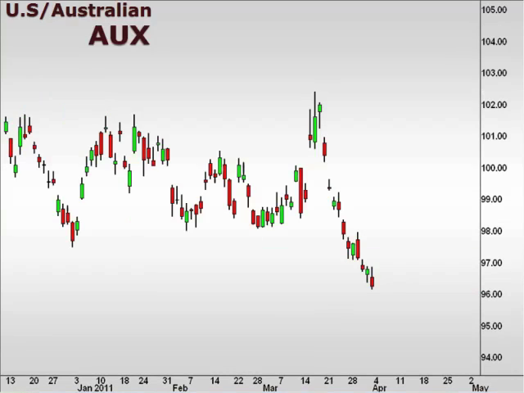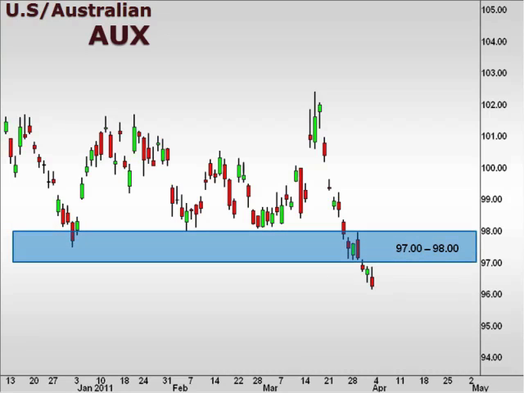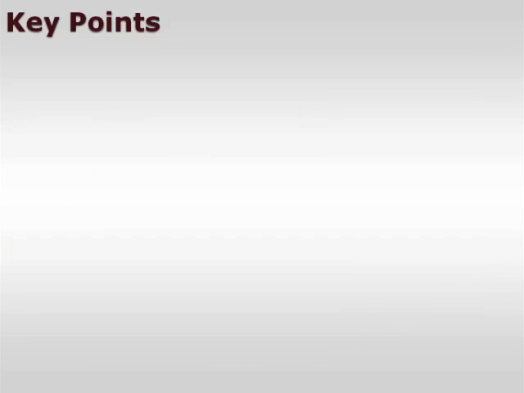Next up, the AUX, the U.S. versus the Australian dollar. Well, the AUX broke below a key support at 98 and closed the week just above this 95-96 focal zone. Although the pair may extend lower towards 95, we expect the retracement higher this week with 97-98 assuming the role of resistance.